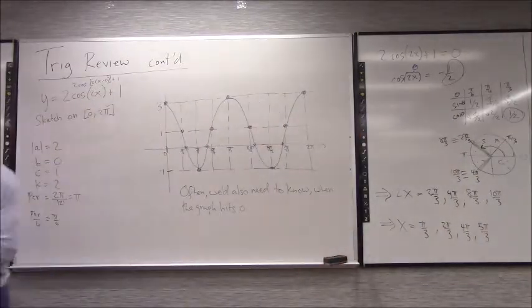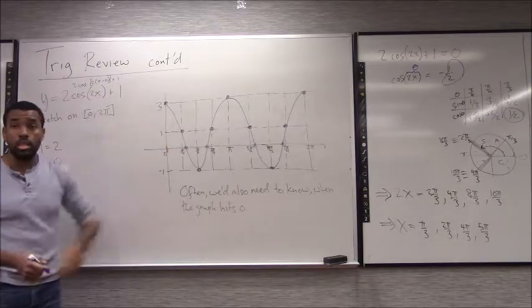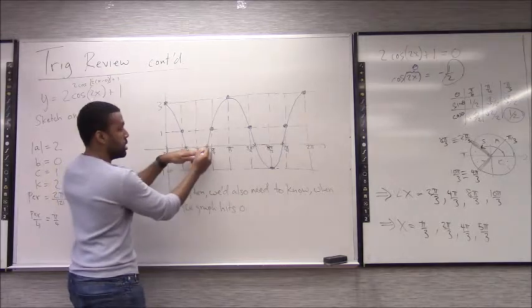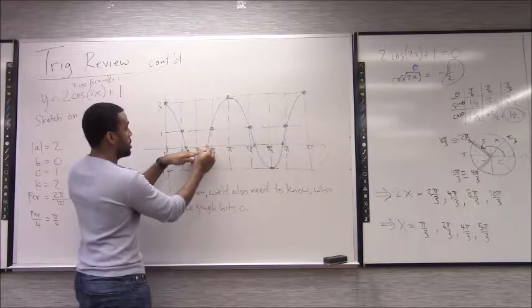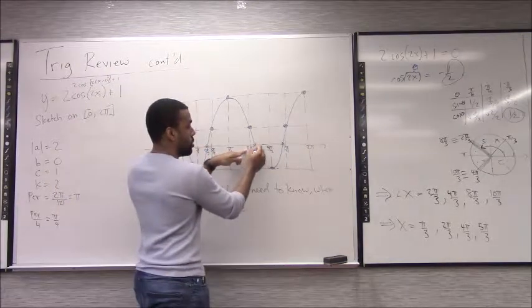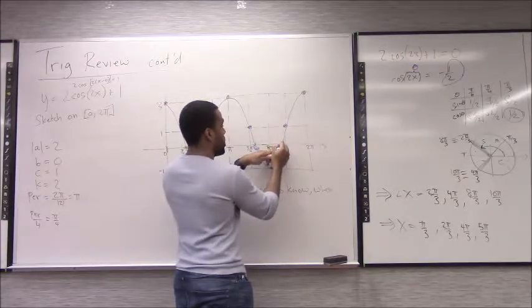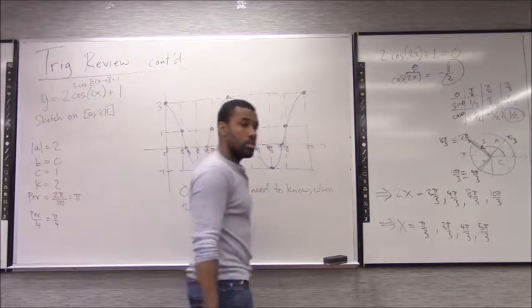And that's actually the numbers that you'll hit the axis here. So this one here is actually at pi over 3. This one here is at 2 pi over 3. This one here would be your 4 pi over 3. This one here would be your 5 pi over 3.